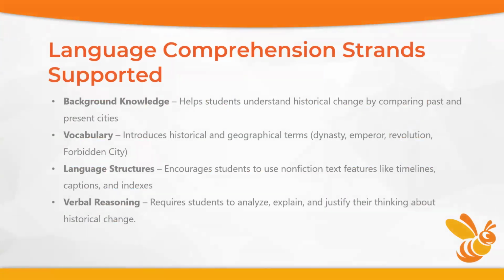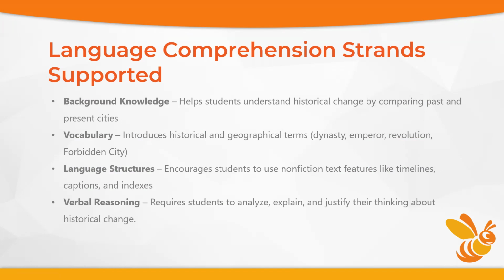The lesson on Beijing strengthens multiple strands of language comprehension too. It builds upon background knowledge by helping students understand historical change by comparing the past with the present. It expands vocabulary by introducing key historical and geographical terms such as dynasty, emperor, revolution, and Forbidden City. Learning these words in context helps students connect new concepts to their existing knowledge.